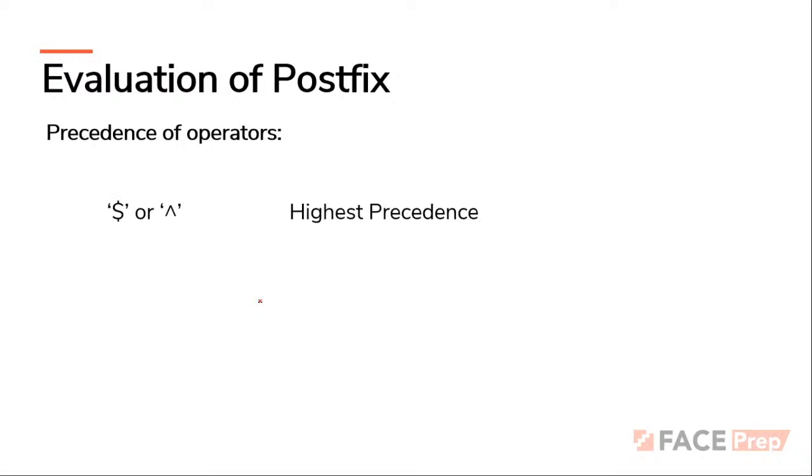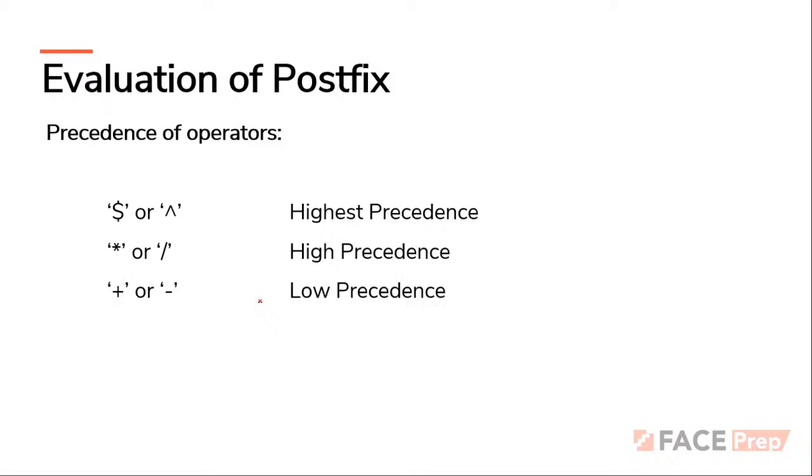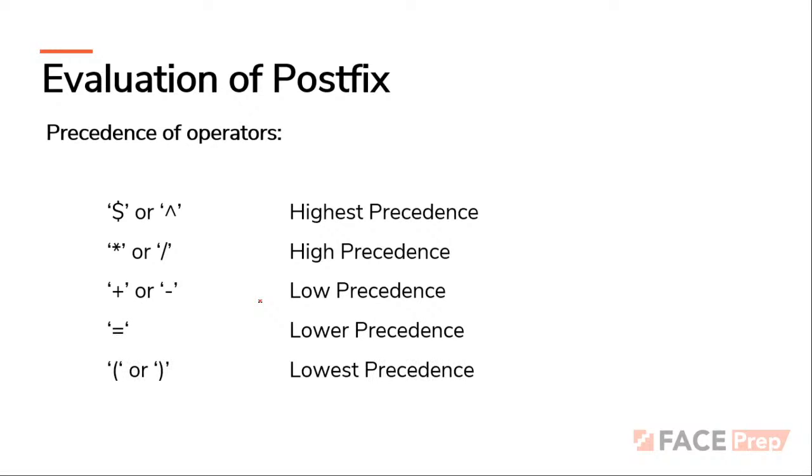So dollar or cap, that is the power symbol, we have to give the highest precedence. Next to that, we have to give multiplication and division, which should be given high precedence. Next, plus or minus, which has a low precedence. Next to this, equal to will have the lower precedence. Finally, the brackets, lowest precedence. So this is the order in which we have to give precedence for the operators.